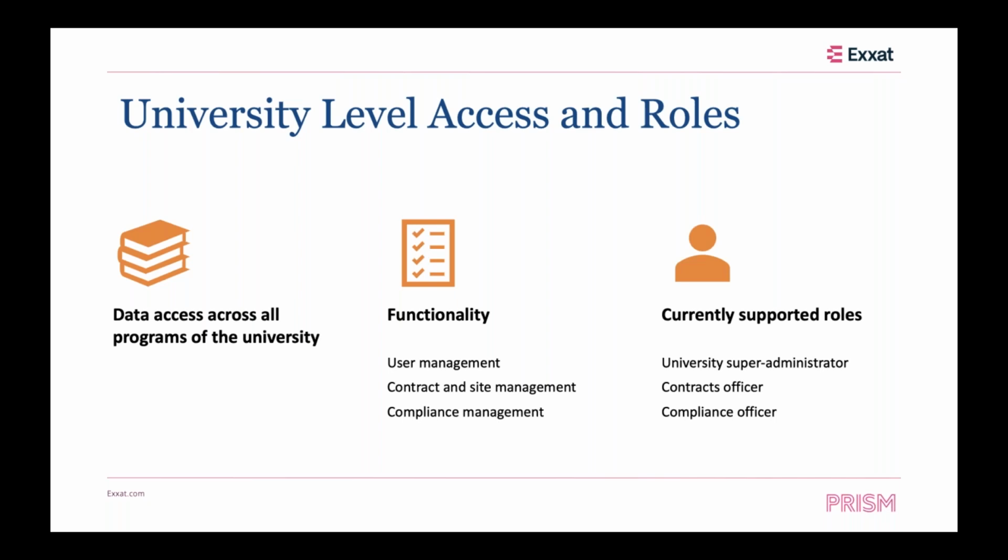We have three supported roles at university level. First is university super administrator. They have access to all of these three functionalities, no restrictions. Second is contracts officer. Their capabilities are restricted only to site and contract management. And the third is compliance officer. As you would guess, they can only manage compliance. This is the level of control we provide at university level.